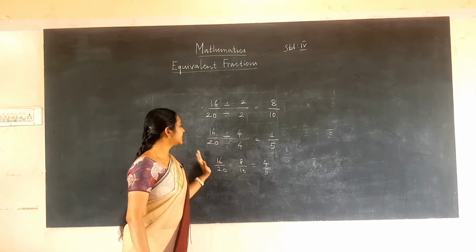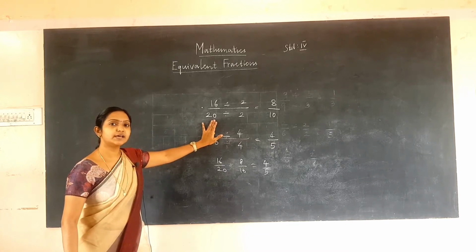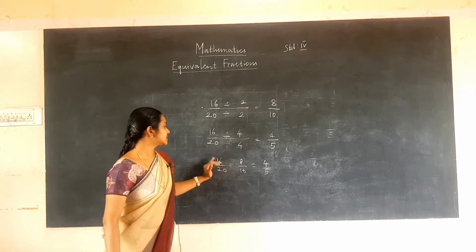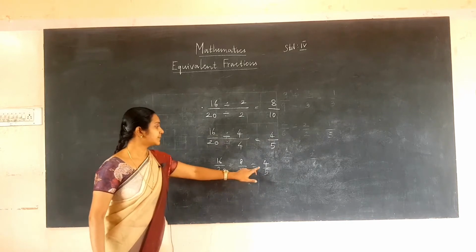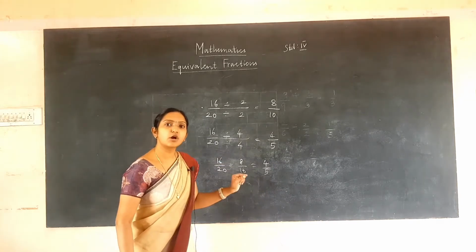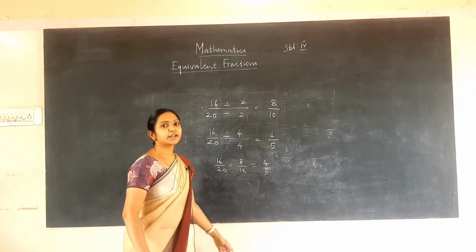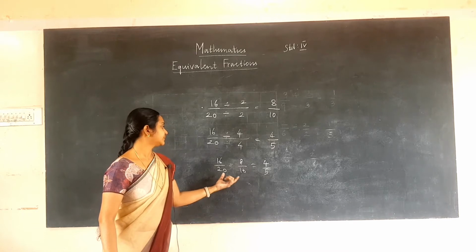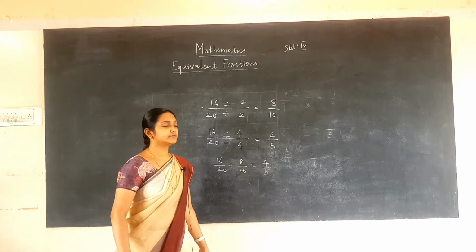We have reduced the fraction. We have divided, and it is called reducing the fraction. We have reduced the fraction from 16 to 4 and 20 to 5. So we should stop here, because we don't have any common factor. There is no common factor for 4 and 5. So we have reduced the fraction. This is the equivalent fraction for 16 by 20. 16 by 20 is equal to 8 by 10, that is equal to 4 by 5.